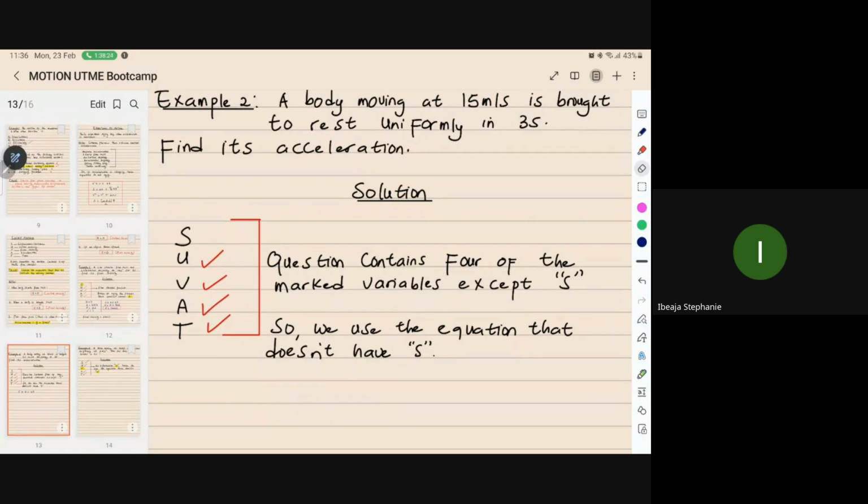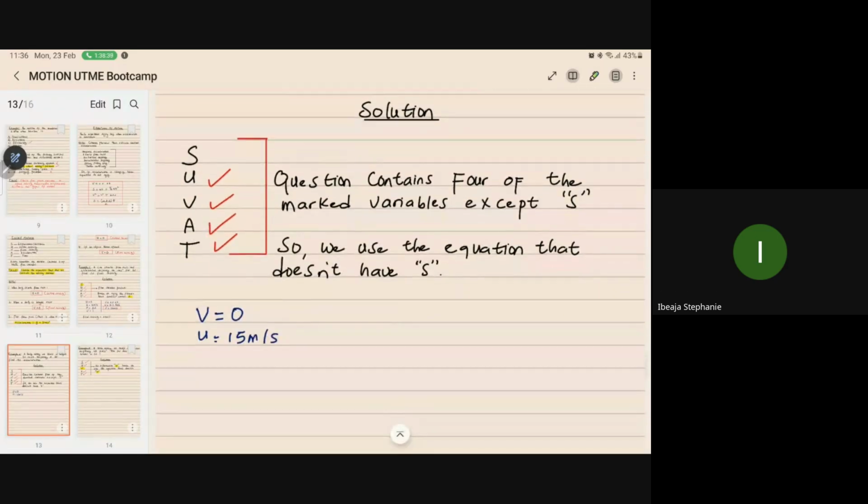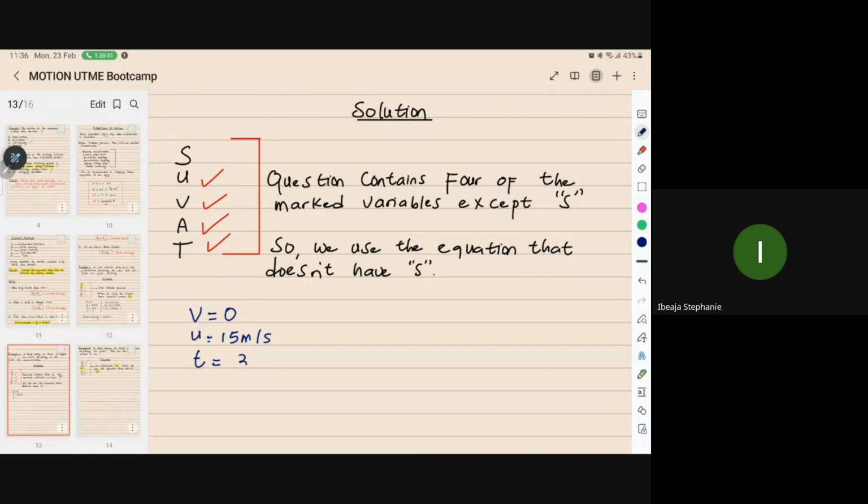A body moving at 15 meters per second is brought to rest. That means that V is equal to 0. U is equal to 15 meters per second. T is equal to 3 seconds. Acceleration is what we are looking for. So we're going to apply V equals U plus AT. So we have 0 equals 15 plus 3 times A, so 0 equals 15 plus 3A.